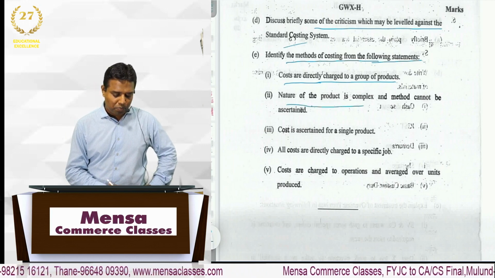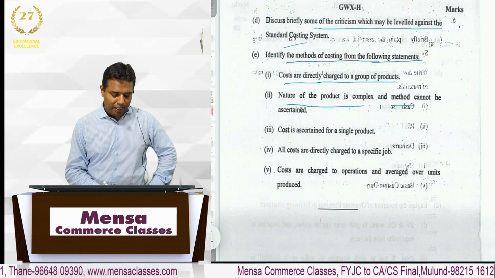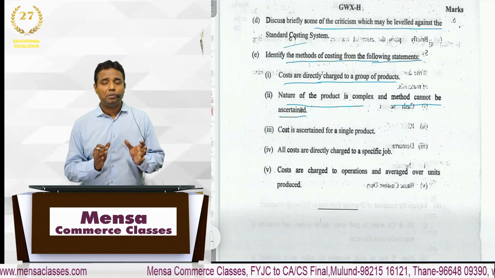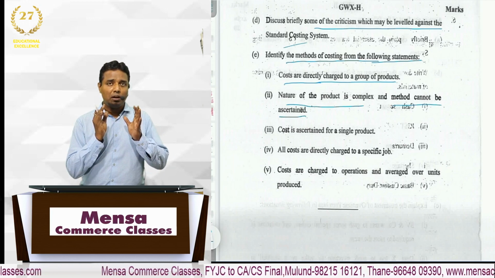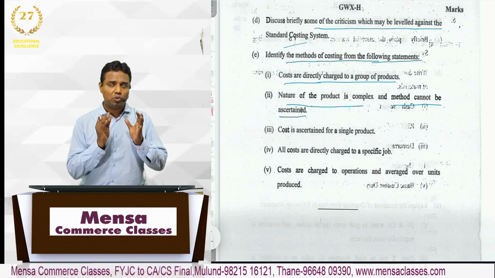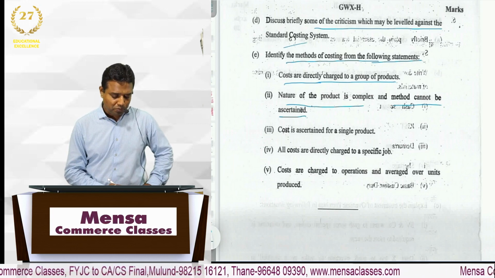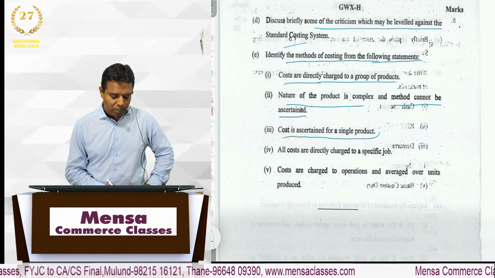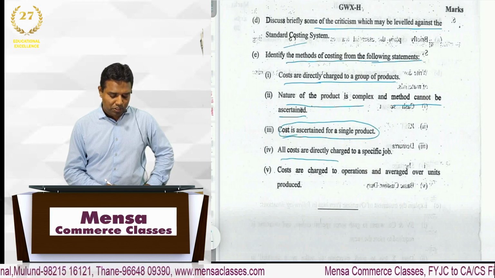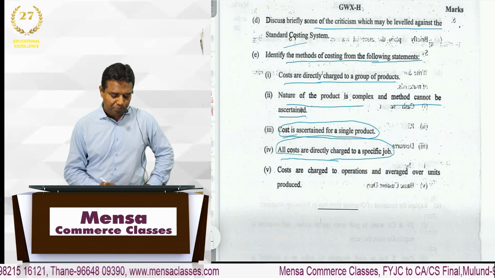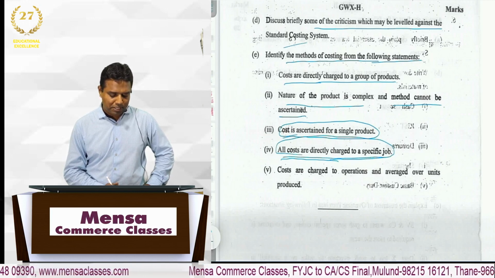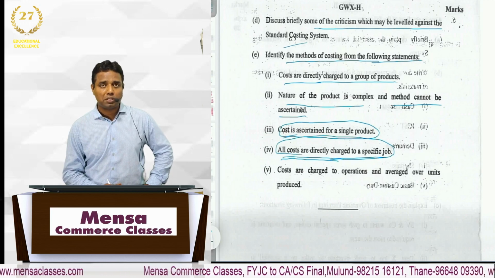Nature of product is complex, and method cannot be ascertained. Now this is nothing but a job costing system because it's a complex product. So the job costing system will follow here. Cost is ascertained for a single product. So it is single output. All costs are directly charged to a specific job. So this is again the job costing method.